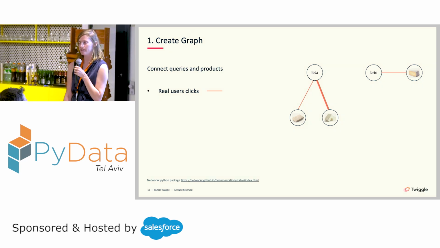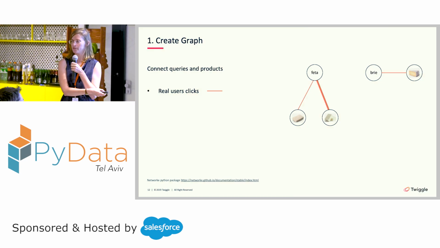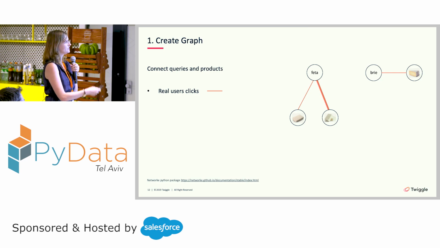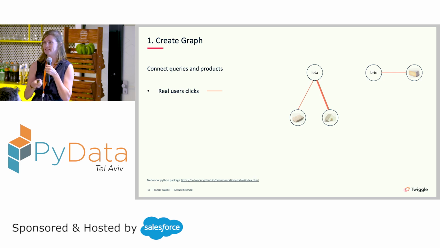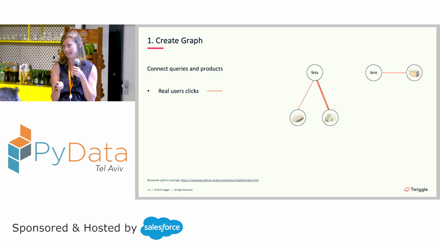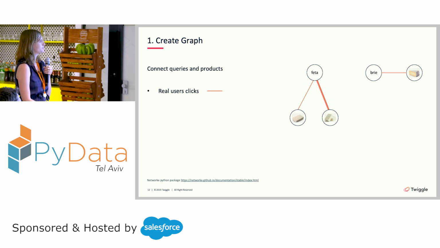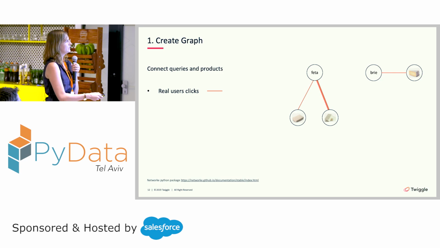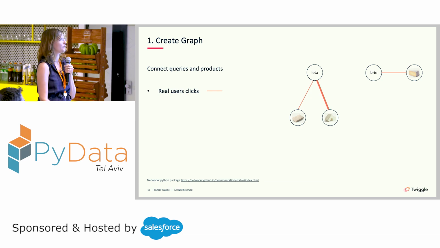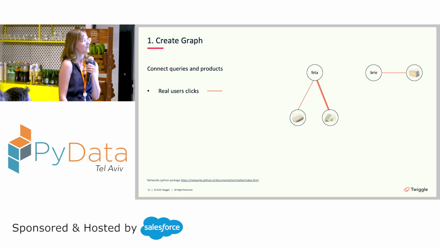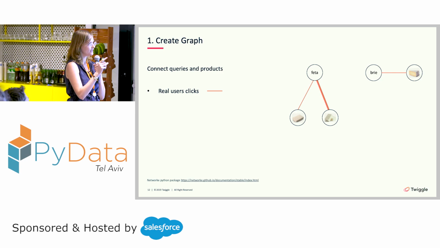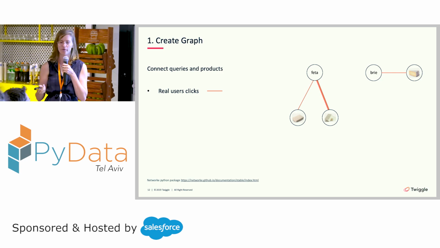All right, so like all good things in life, my algorithm starts with a graph. The graph has nodes, which are queries and products, and it also has edges connecting them. The first piece of information which I'm putting in the graph is real users' clicks. If someone looked for feta and clicked on the product, then I'm making that connection. And here, the thickness of the line indicates the number of people that have made this click. If the line is thick, it means that many, many people clicked on that product after searching that query.